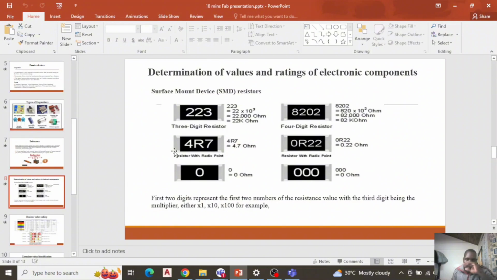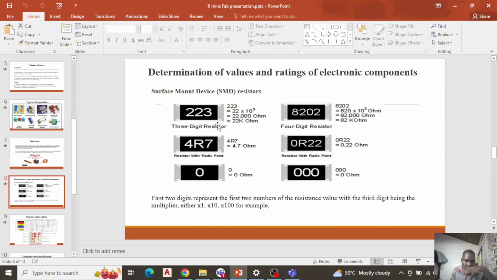Now, after identifying electronic components, we want to see how you can determine the values and rating of an electronic component. For example, the SMD resistor. There are some codes on the resistor, like the one you are seeing there, 223. So how can you read that value of a resistor?